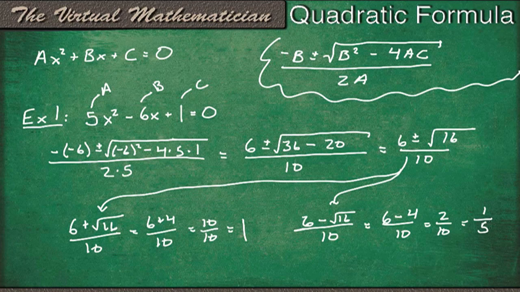So that means that these two values, 1 and 1/5, are our values for x that, if we plug them into this equation here in our example, we're going to get 0. So to check, all you need to do is plug these numbers in and evaluate the expression and see if we get 0. And that is how we use the quadratic formula.